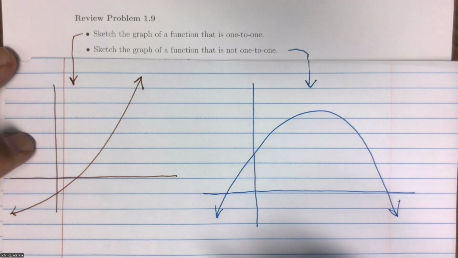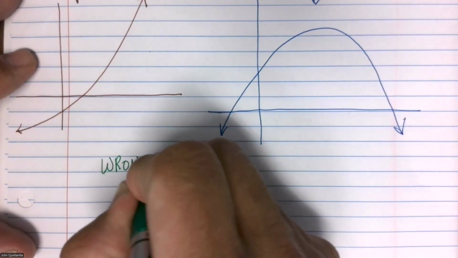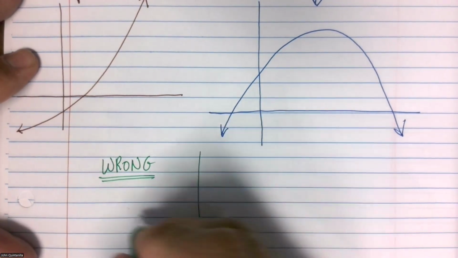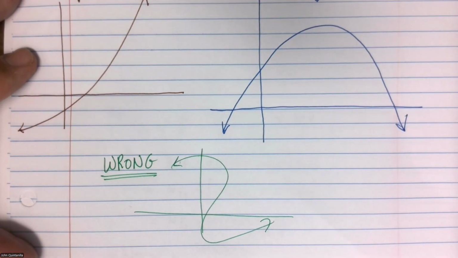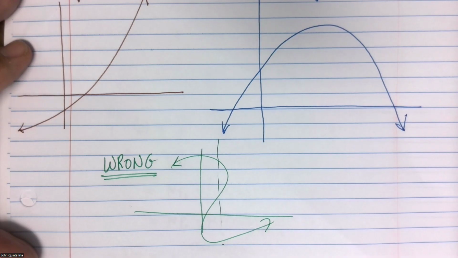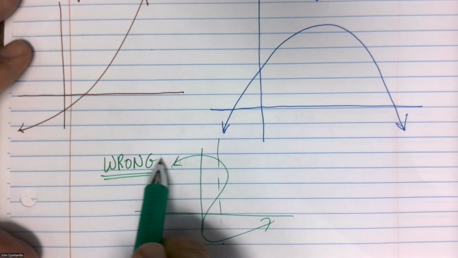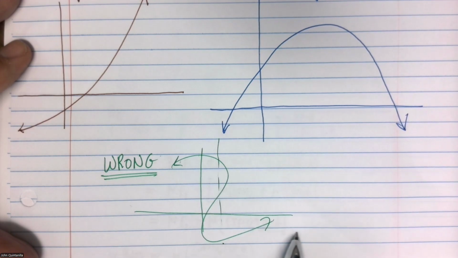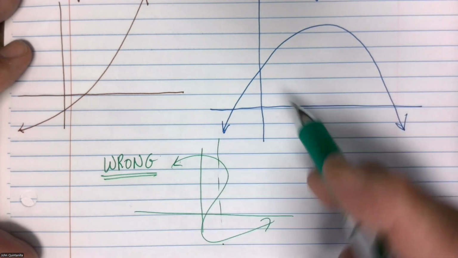All right, now before I go, I want to say this is a wrong answer. So don't do this. Drawing something like this would be the wrong answer because this does not satisfy the vertical line test and therefore is not a function. So yeah, it doesn't satisfy the horizontal line test. Here you can see there are places where a horizontal line intersects twice, but this is not the graph of a function in the first place.